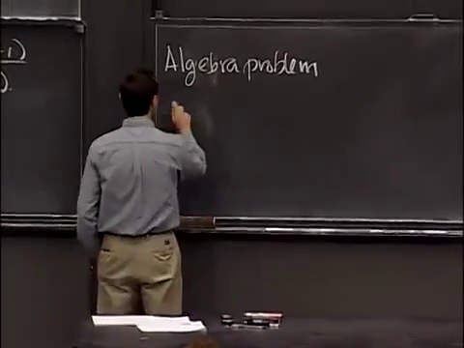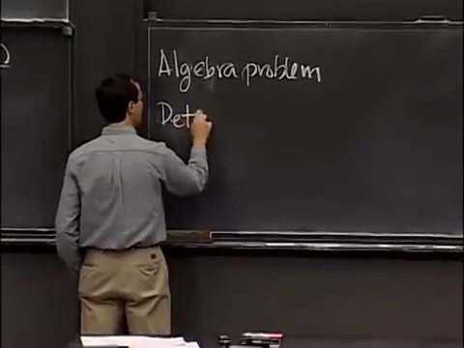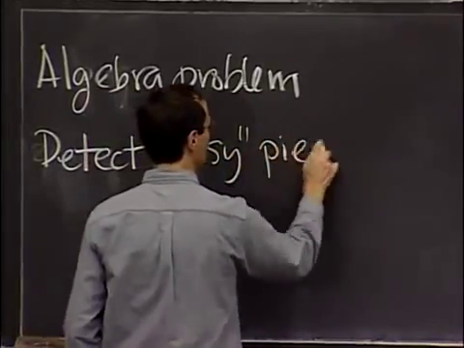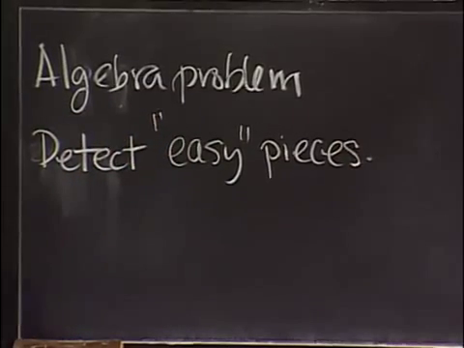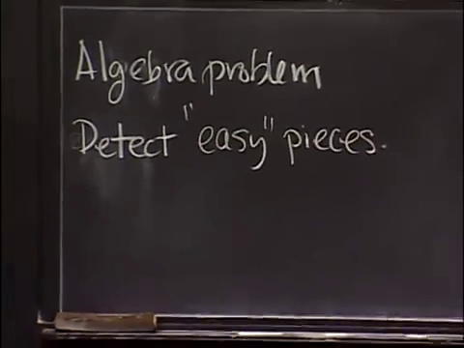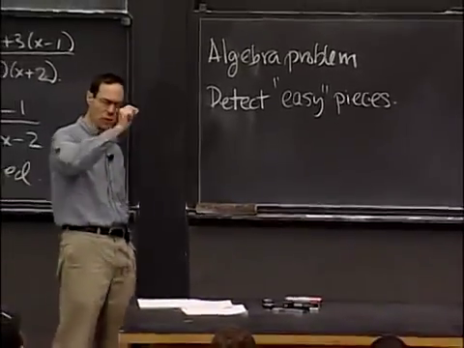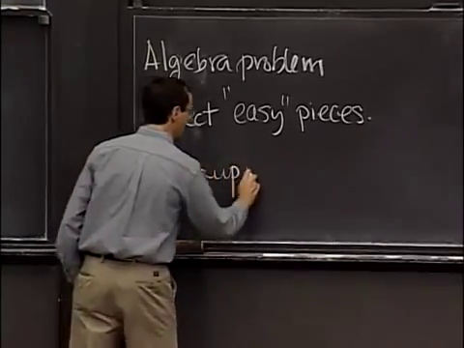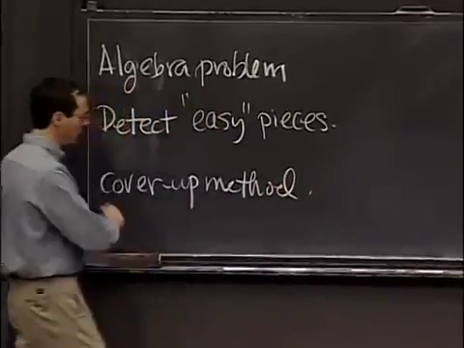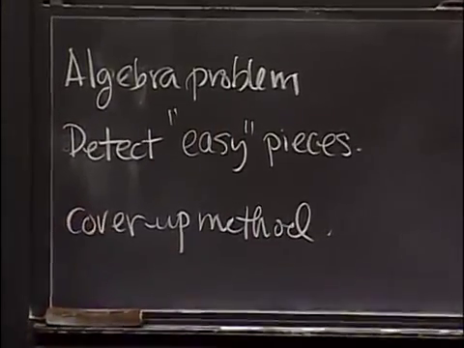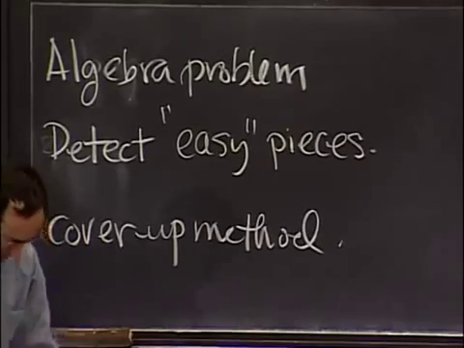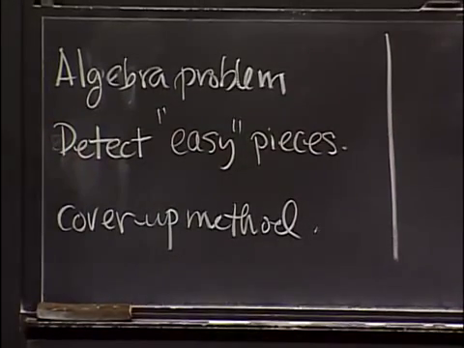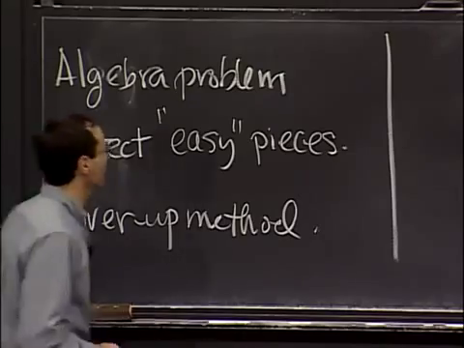Okay. So our algebra problem is to detect the easy pieces which are inside. And the method that we're going to use, the one that we'll emphasize anyway, is one algebraic trick, which is a shortcut, called the cover-up method. But we're going to talk about even more general things than that. But anyway, this is where we're headed, something called the cover-up method. All right. So that's our intro, and I'll just have to remember that 2 is not 3.